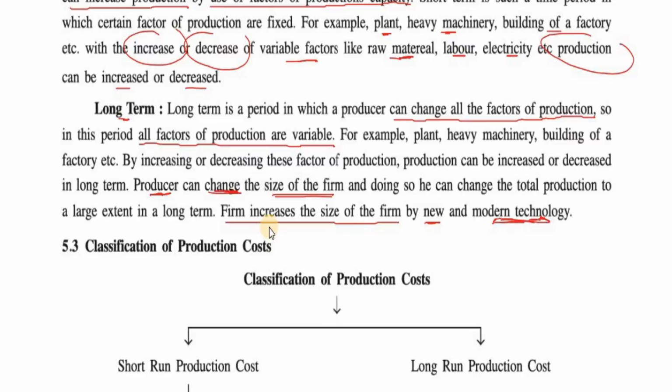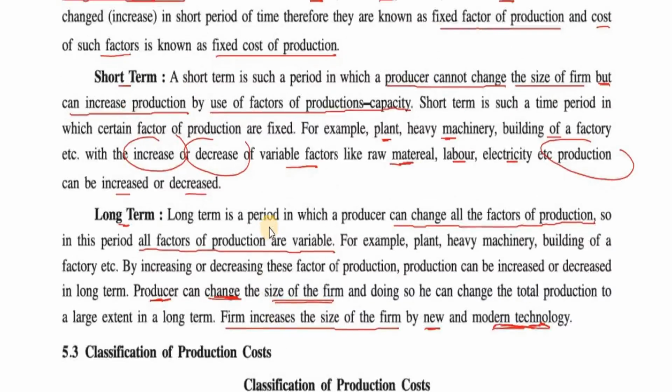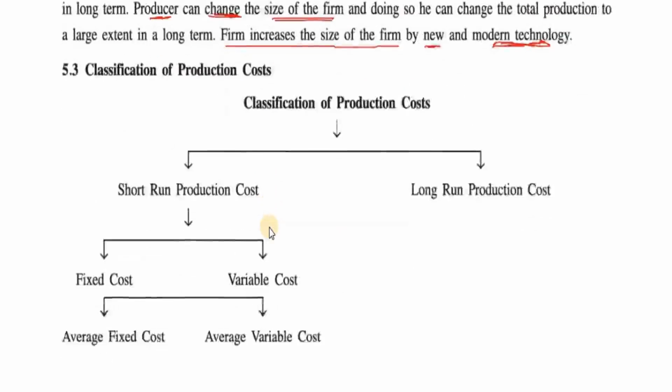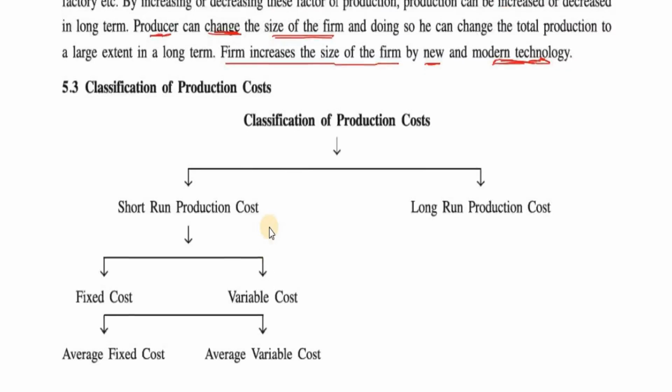But in the short term, all the costs can be either fixed or variable, right? And we will find that total fixed cost plus total variable cost becomes the total cost of production. Let's see a little bit more. So now let's just see this table in this video, and then we come back and see a little bit more. Alright, so now let us classify the production cost.